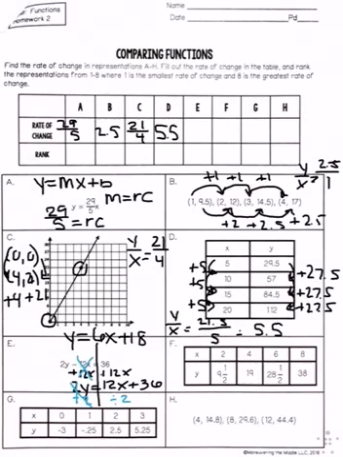Just like in problem A, with the equation y equals mx plus b, m is the rate of change. In this case, 6 is my rate of change.